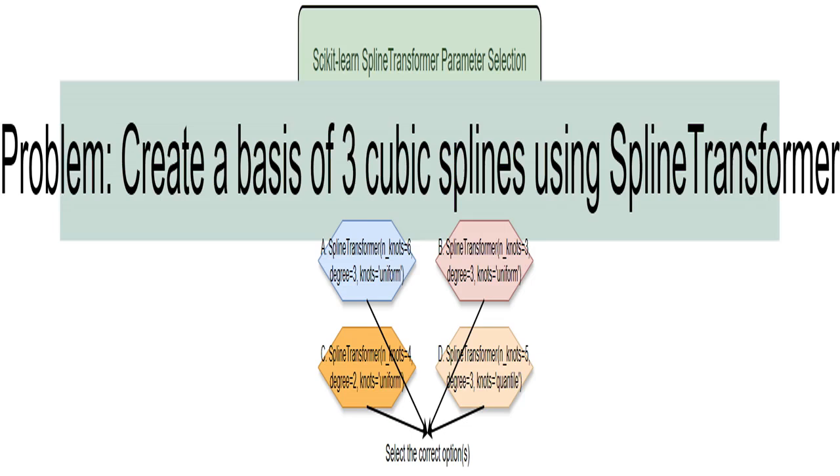Let's dive in. The goal is to find the correct parameter settings within the SplineTransformer function to generate a basis consisting of 3 cubic splines. Cubic splines are piecewise polynomial functions of degree 3. The provided multiple-choice options will be assessed to determine which combinations produce the desired outcome. Let's see what each option offers.